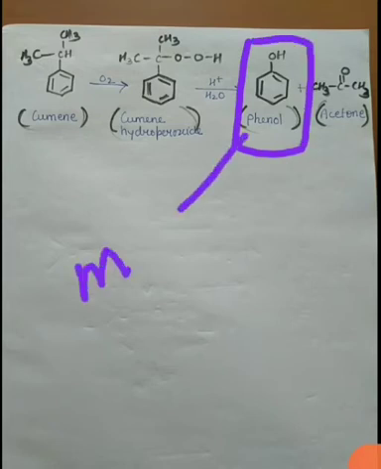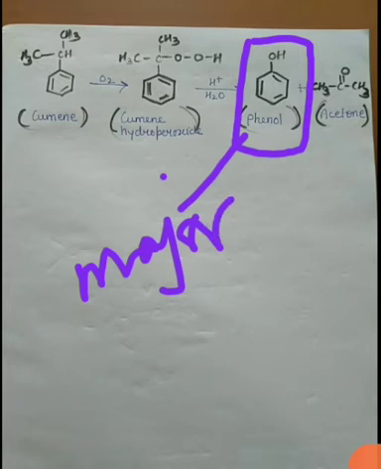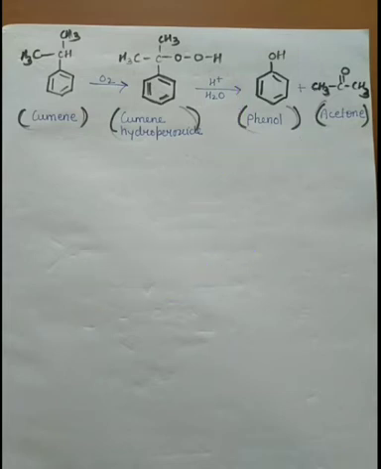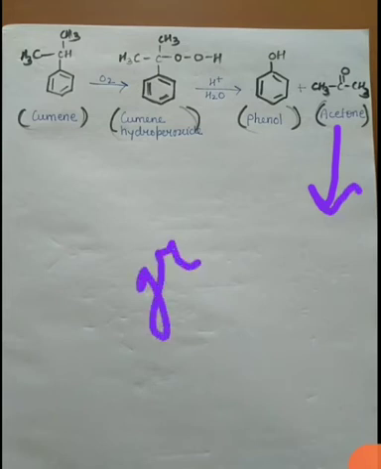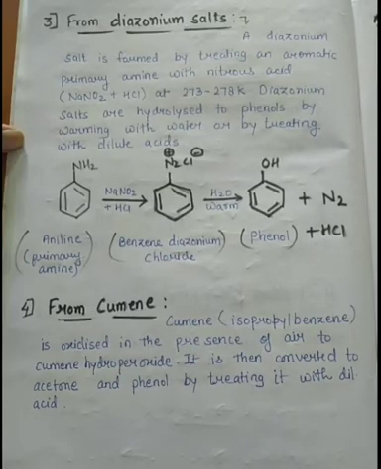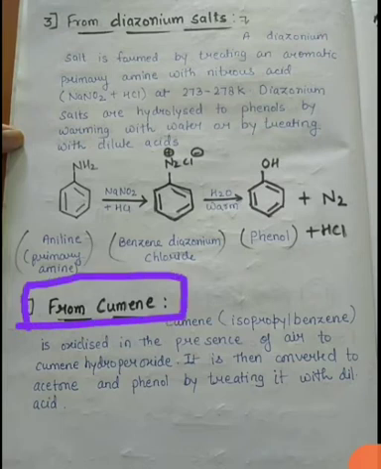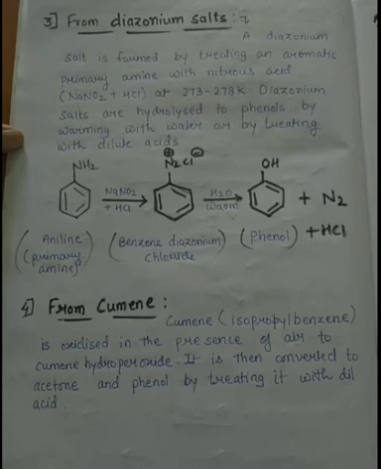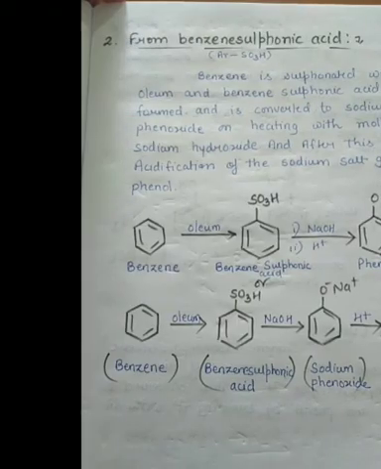Phenol will be the major product, that is its yield will be higher, but along with this acetone is also obtained in great yield. The acetone's yield is also great. So that's why it is used worldwide. Whenever it is asked which process is used worldwide, the answer is cumene. The preparation of phenol from cumene is used worldwide. So students, in this manner you have understood the preparation of phenols.